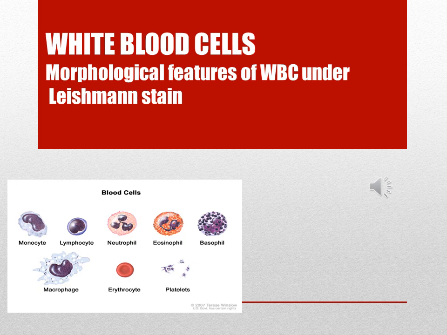Hello dears, as you all know, blood contains plasma and formed elements. Formed elements are the blood cells, that is RBCs, WBCs and platelets, and this is about the morphological features of WBCs when they are stained by Leishman stain that contains both acidic and basic stains.